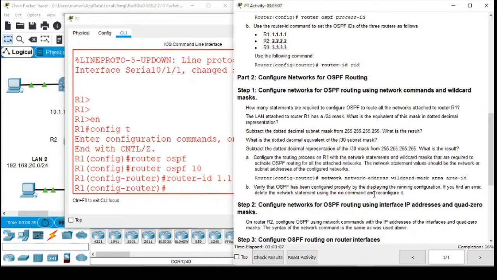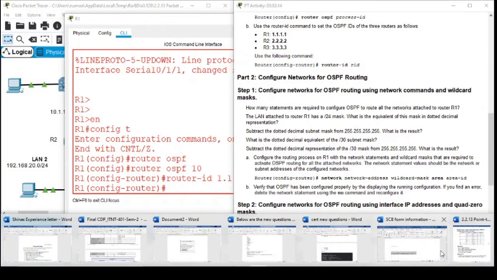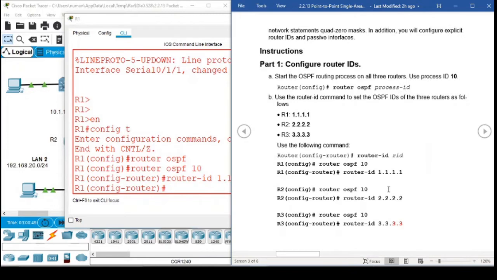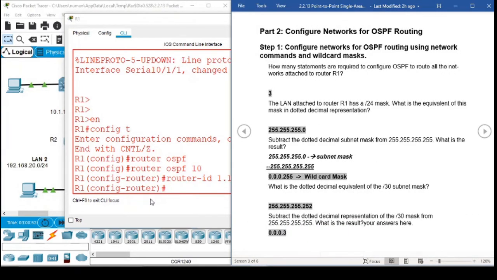So the command is very easy, which we use. If I open this one, you can also check this one. Okay, so this is the router ID we configured. Now, for router 1, we have 3 networks we have to advertise. Now, how do we calculate the dotted decimal notation?